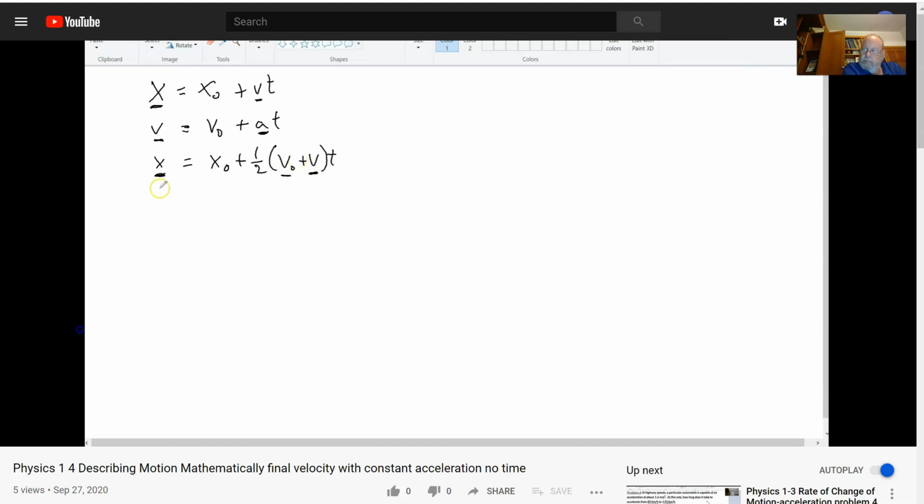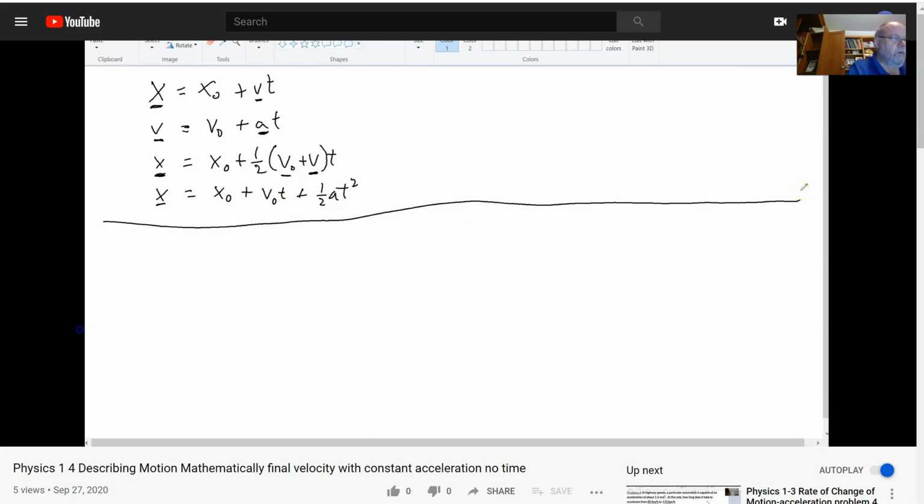And then we also just created a formula that tells me that I can find how far I go if I just have my initial velocity and the acceleration with no final velocity. So we called this the displacement with constant acceleration, no final velocity. Okay? So these are my first four.